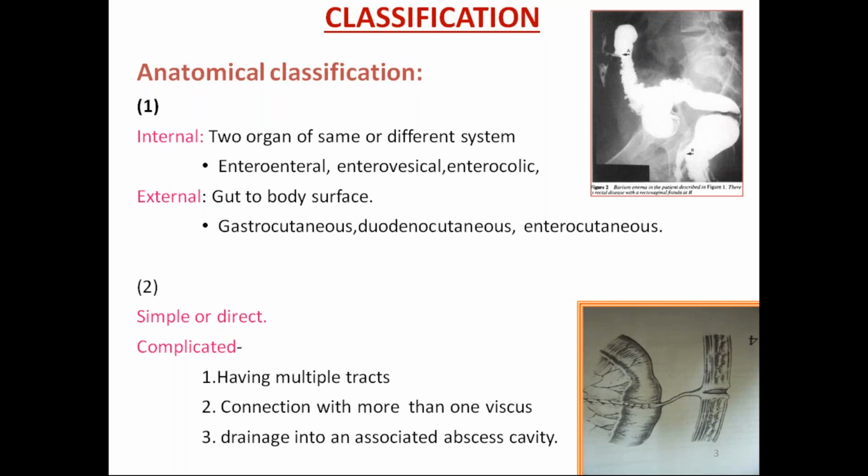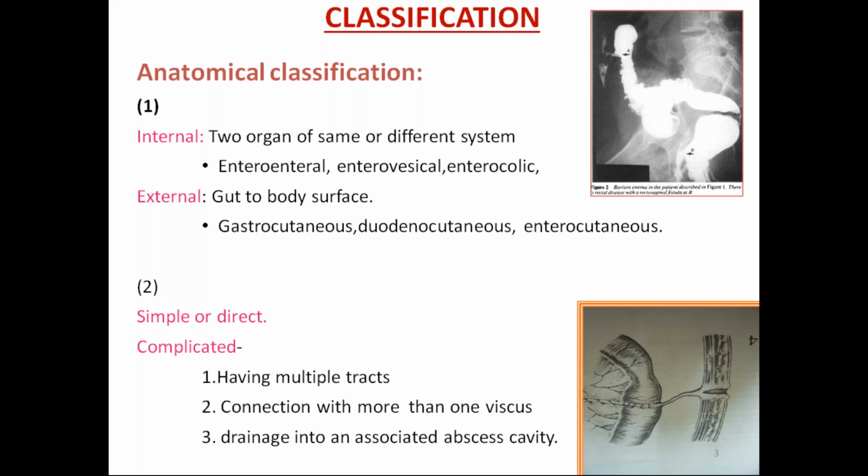So, gastrocutaneous, duodenocutaneous, and enterocutaneous. You can see the connection between the stomach and the skin, or the duodenum and the skin, or the small bowel and large bowel to the skin. So, it is named accordingly. First, we give the classification name basing upon the underlying organ from where the fistula arises. And anatomically, it is again classified into simple or direct, and complicated.